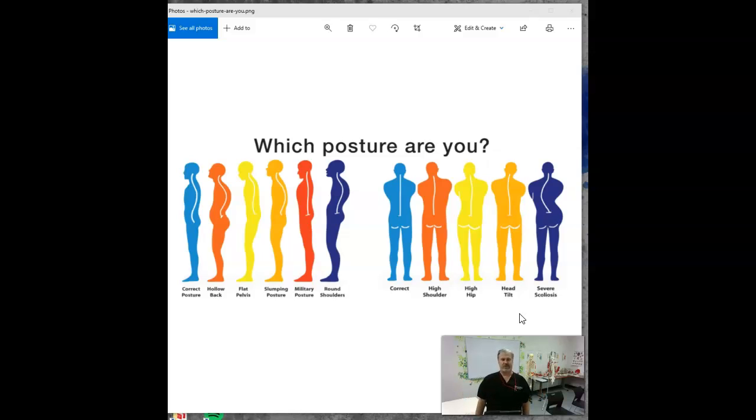In fact, looking at my shoulders, I feel like this one's up a little bit. But anyway, I'm a mess.